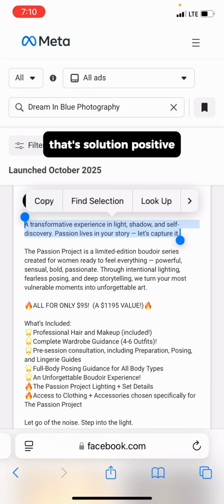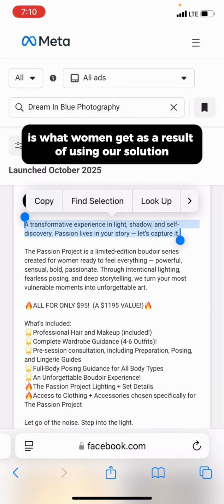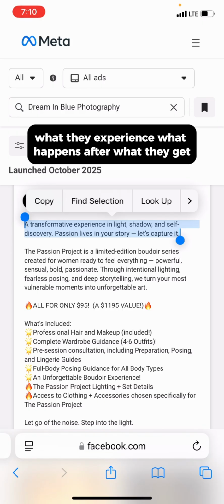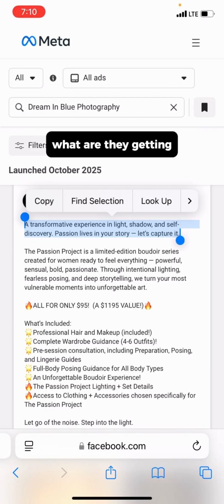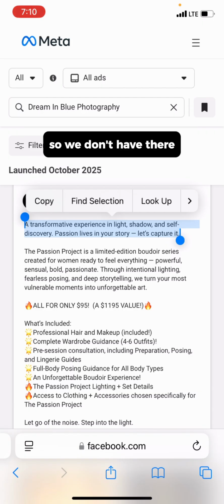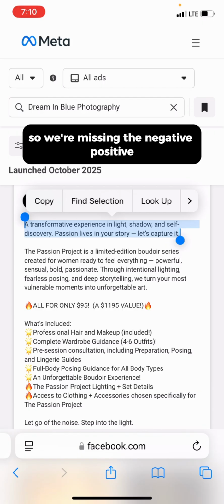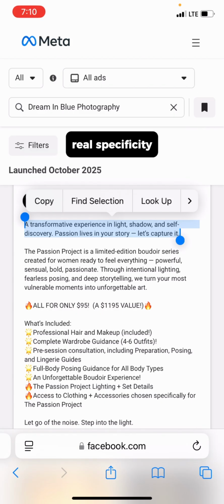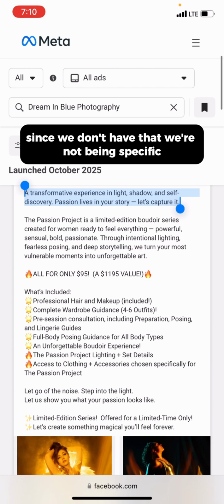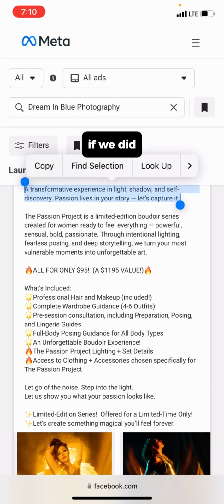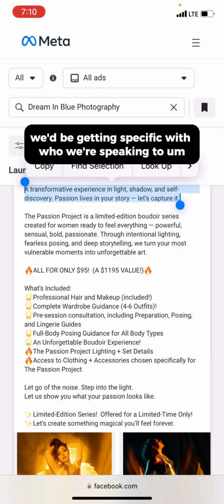Nah, dude, that's solution. Positive is what women get as a result of using our solution. What they get, what they feel, what they experience, what happens after. What positive thing are they getting? We don't have this, so we're missing the negative-positive tension in the brain, which is real specificity. And since we don't have that, we're not being specific. No women can hear that we're speaking to them, because we don't even know who we're speaking to. If we did, we'd be getting specific about who we're speaking to.